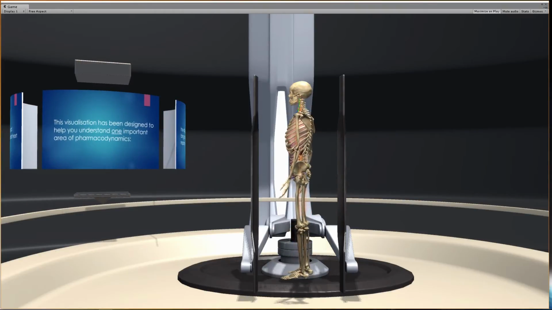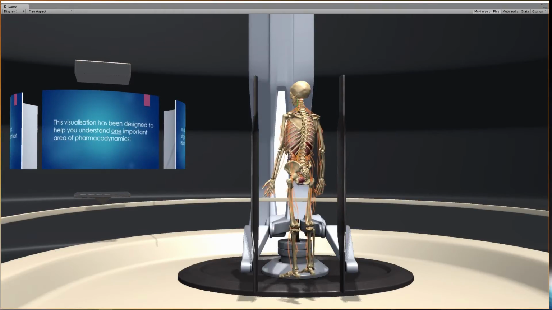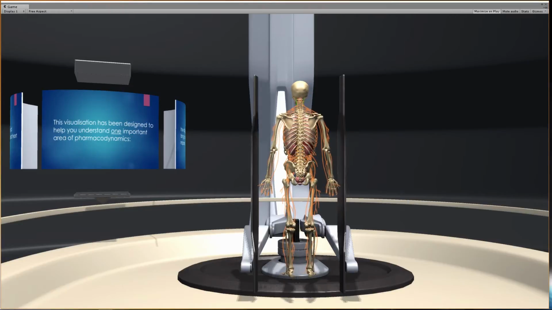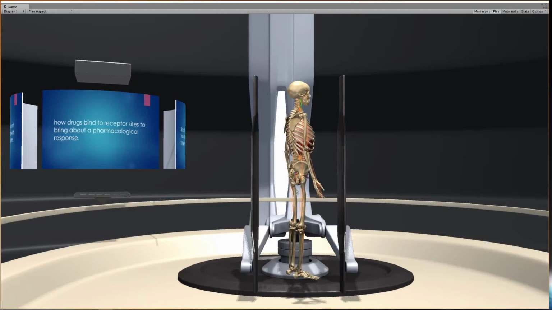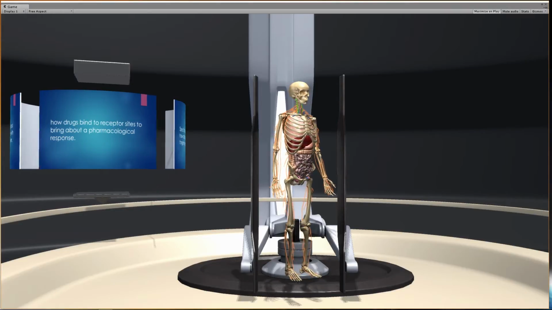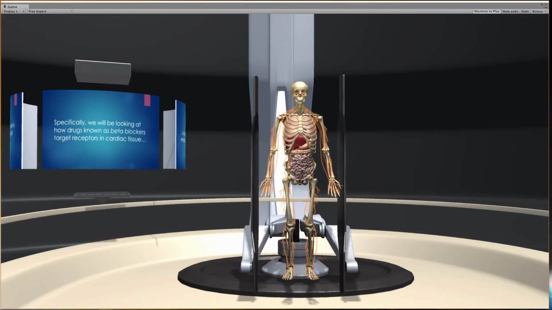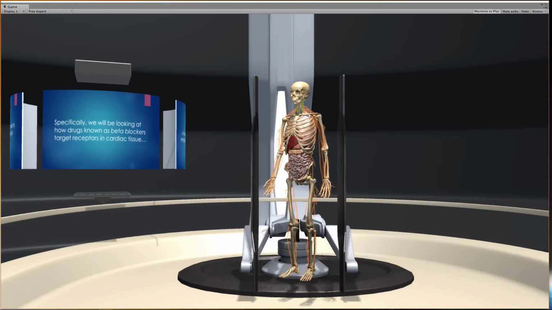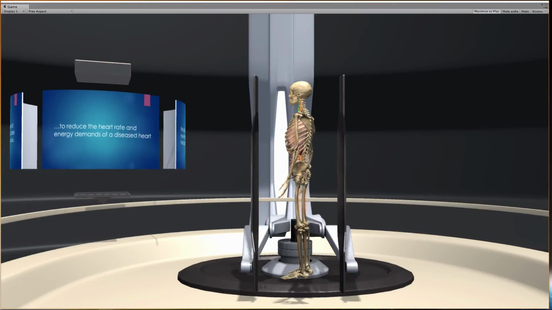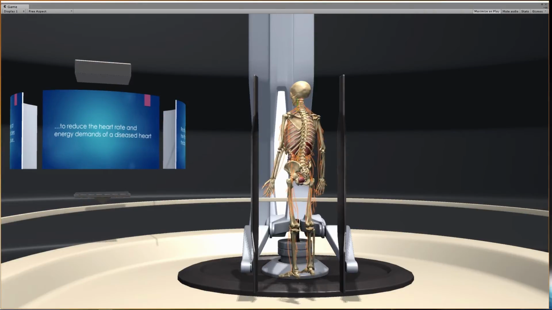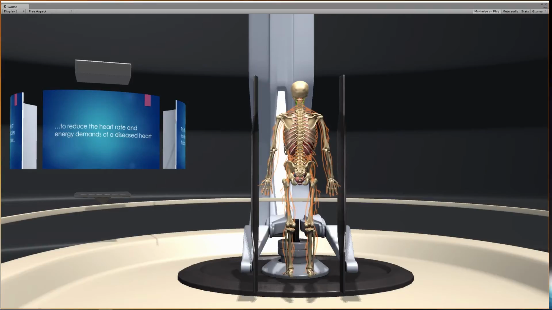This visualization has been designed to help you understand one important area of pharmacodynamics, and that is how drugs bind to receptor sites to bring about a pharmacological response. Specifically, we will be looking at how drugs known as beta blockers target receptors in cardiac tissue to reduce the heart rate and energy demands of a diseased heart.